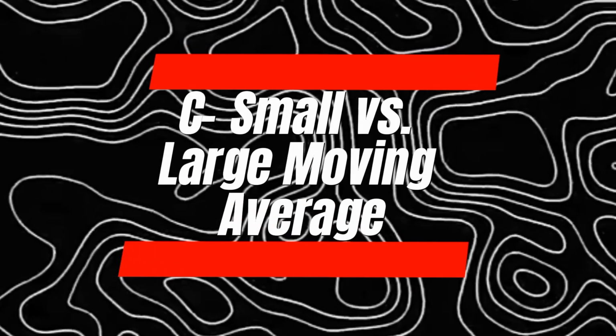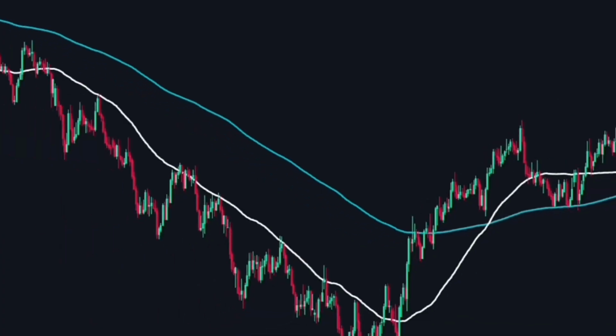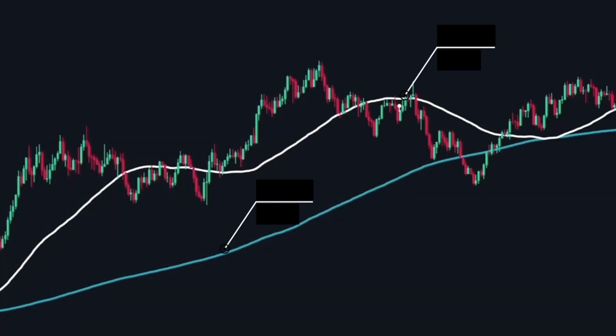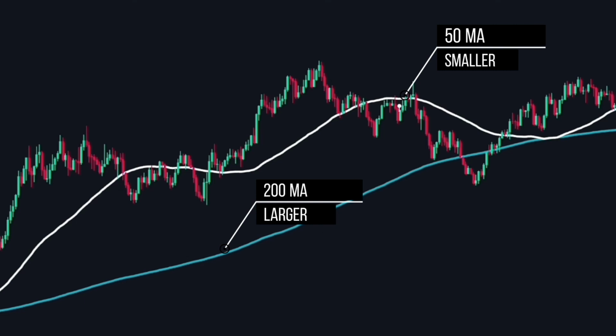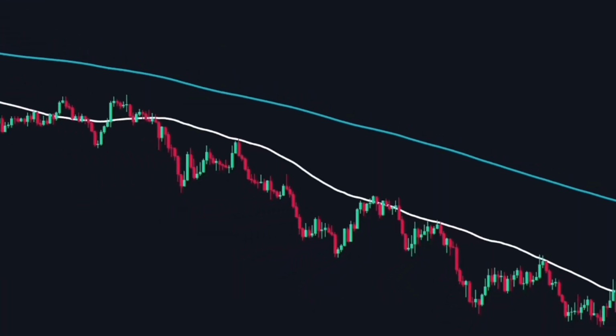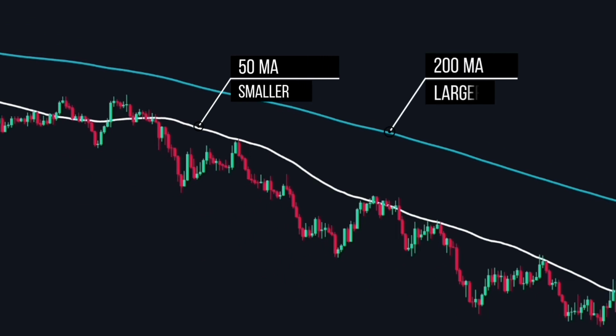Small versus large moving average. Using 2 different moving averages, such as the 50 MA and 200 MA, also helps confirm trends. When the 50 MA, smaller, is above the 200 MA, larger, the market is in an uptrend. Look for buying opportunities. When the 50 MA is below the 200 MA, the market is in a downtrend.